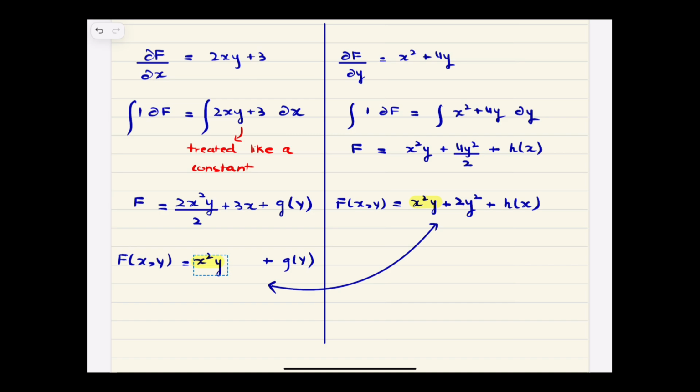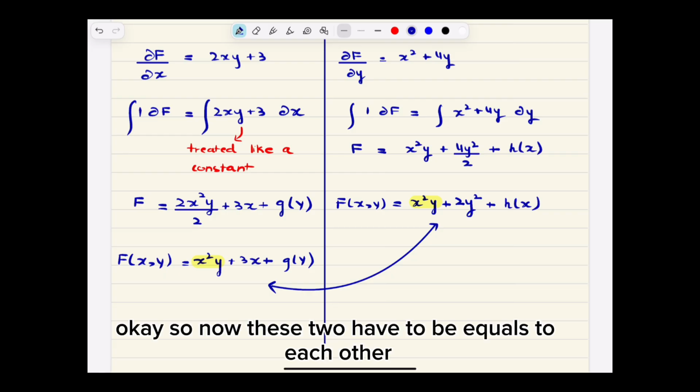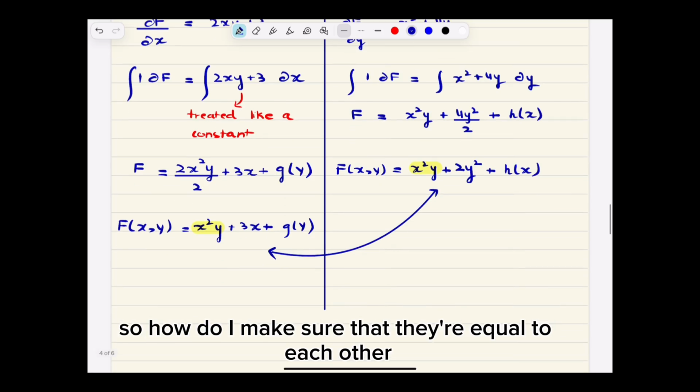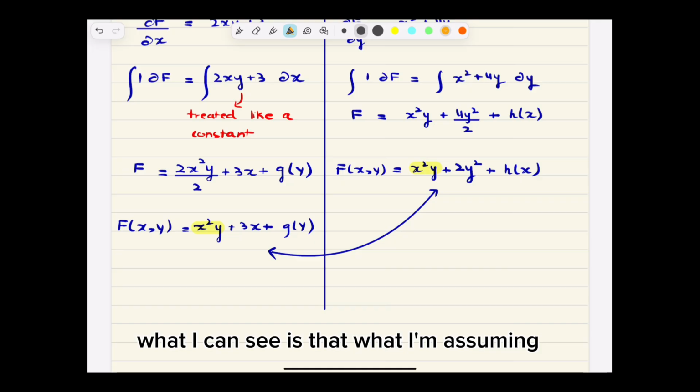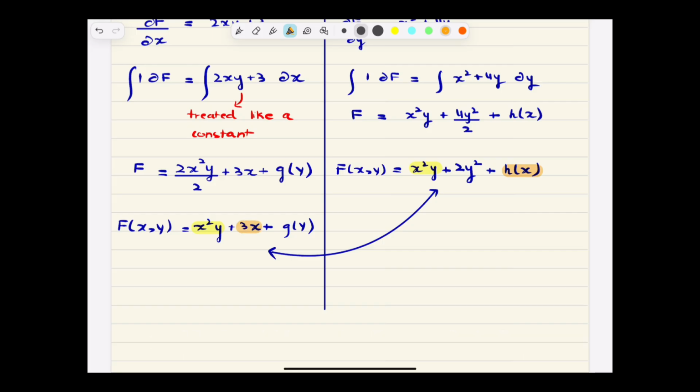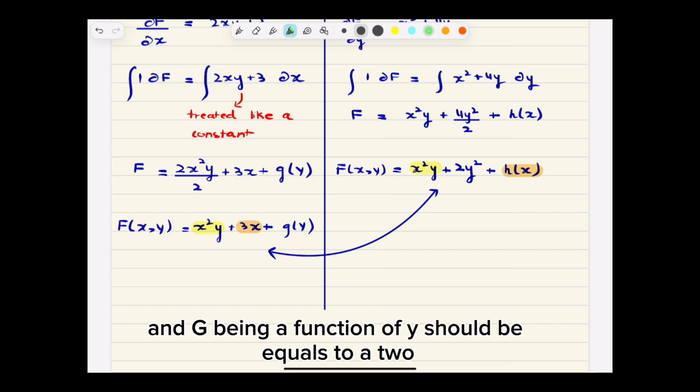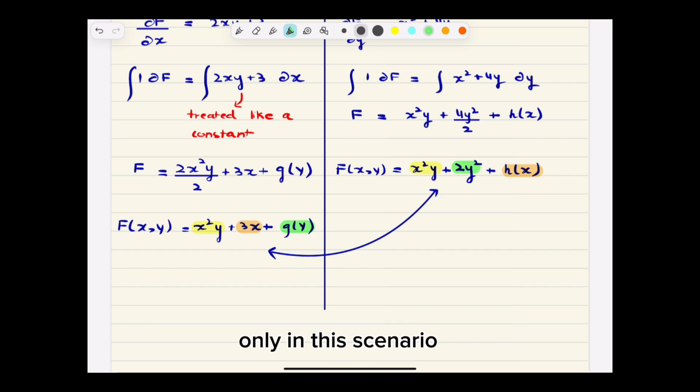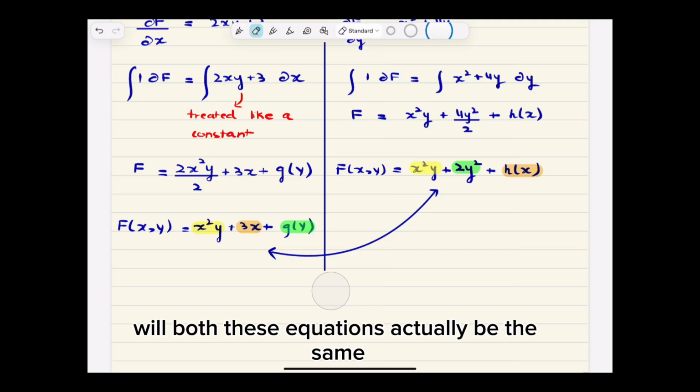Okay, plus 3y. Oh, sorry, 3x. Okay, so now these two have to be equal to each other. So how do I make sure that they're equal to each other? What I can see is that h, being a function of x, should actually be equal to 3x, and g, being a function of y, should be equal to 2y squared. Only in this scenario will both these equations actually be the same.